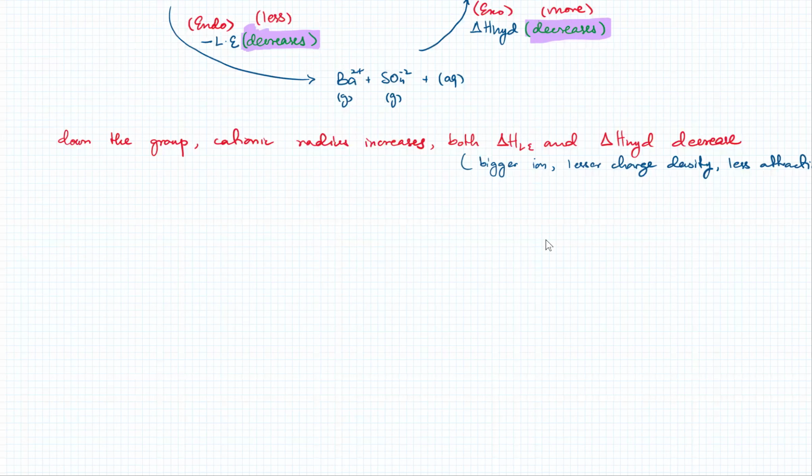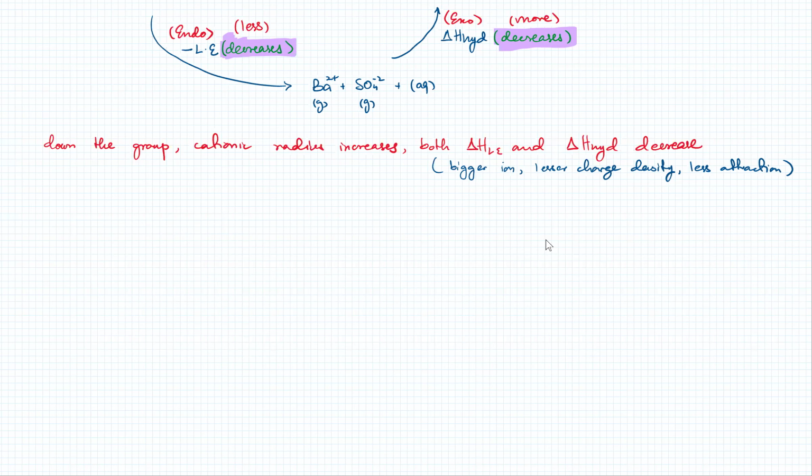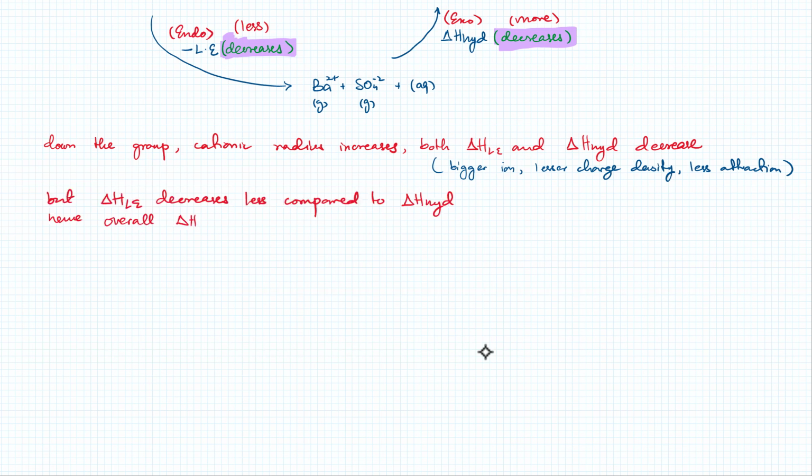So the next statement in your answer should be that, but delta H lattice energy decreases less compared to the other one, which is delta H hydration, the exothermic part, that decreases more. And hence, overall, what happens overall, delta H solution becomes more endothermic down the group.